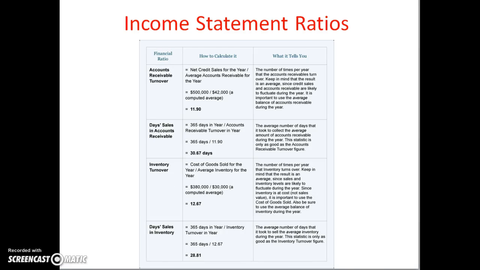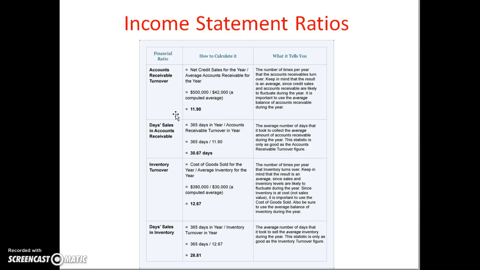Here's a few more ratios. There's the accounts receivable turnover, which is where we will take the net credit sales for the year and divide that by the average accounts receivable for the year. This example yields an 11.9 ratio. This is the number of times per year that the accounts receivable turns over. Keep in mind that the result is an average, since credit sales and accounts receivable are likely to fluctuate during the year. It is important to use an average balance of accounts receivable during the year.